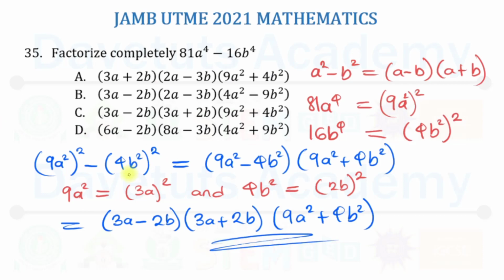If you look at the options, 3a minus 2b, 3a plus 2b, 9a squared plus 4b squared, option C is capturing that perfectly well. But it's our understanding of the difference of two squares that gives us the solution and makes it feasible for us like this.